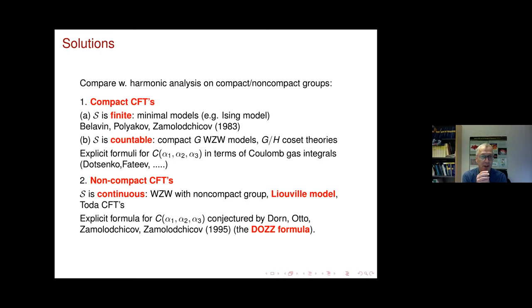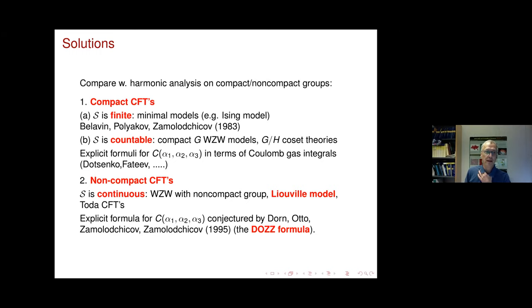And here one could compare with harmonic analysis. There are something which one could call compact conformal field theories, where the spectrum, the number of fields which enter into this operator product expansion, is finite.